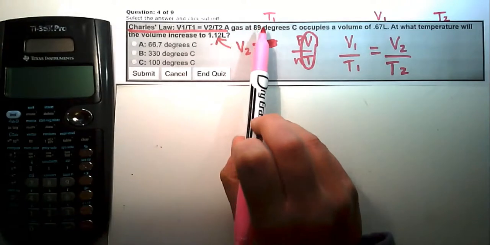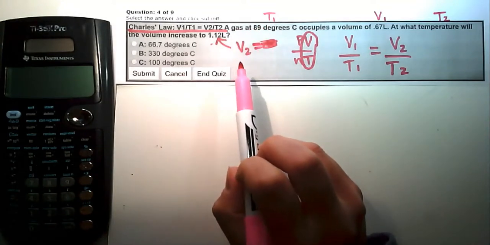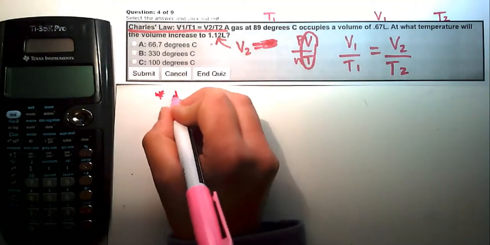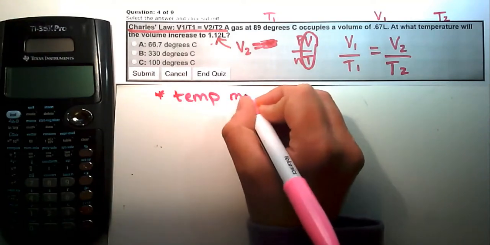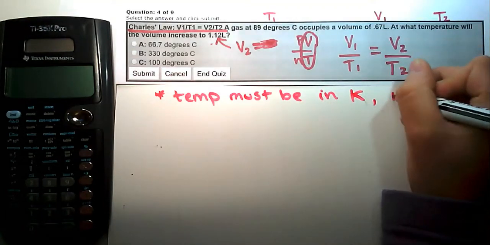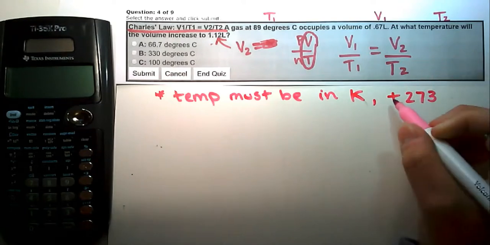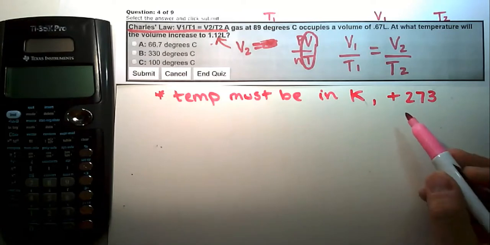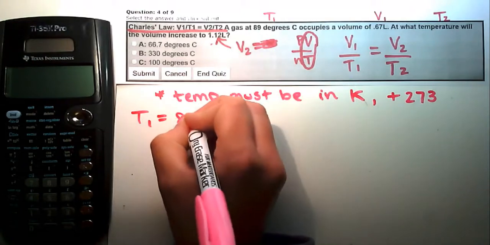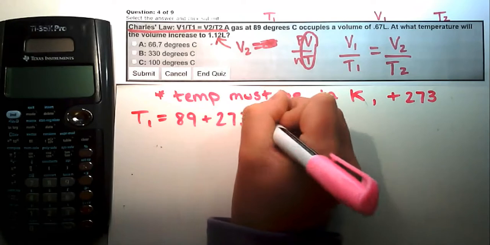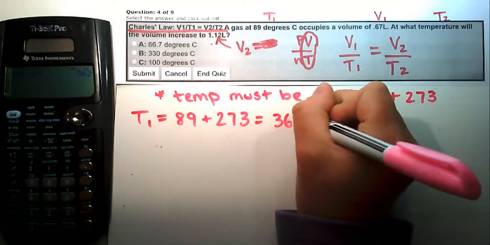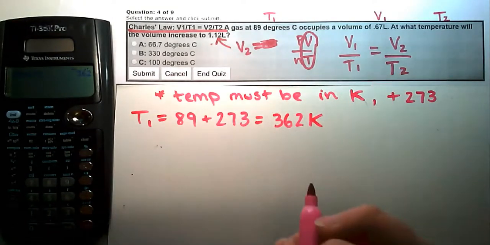For Charles's law, or any gas law for that matter, before we use the gas law, we need to convert our temperature to Kelvin. So I'm going to make a note of that. Our temperature must be in Kelvin, and we do this by adding 273. Take the degrees Celsius plus 273 and that will give you Kelvin. So our T1 value, before we use it, we want to convert it to Kelvin. 89 plus 273 will give us 362 Kelvin. This is the value we want to substitute into our gas law.